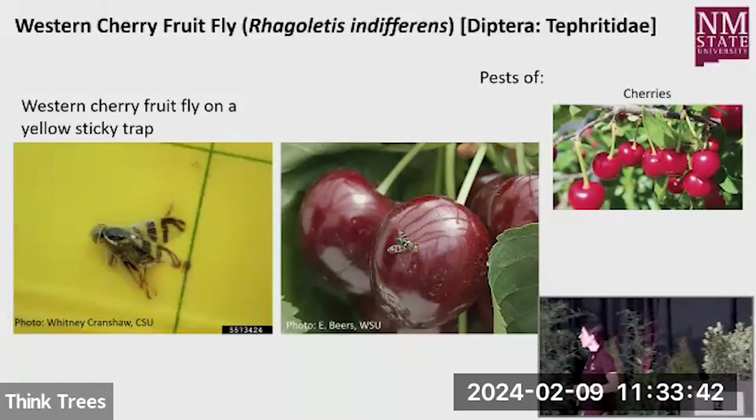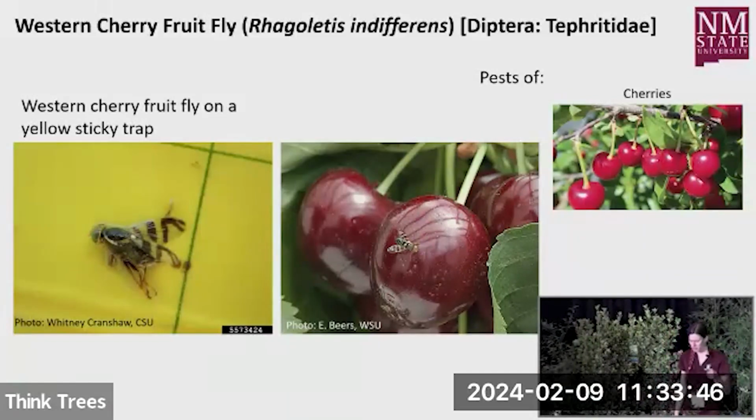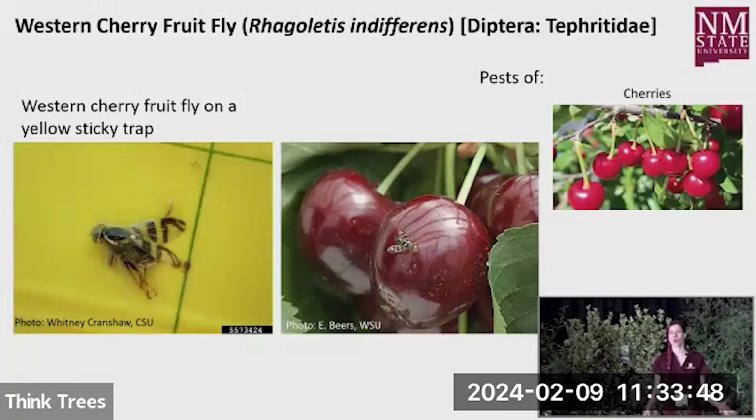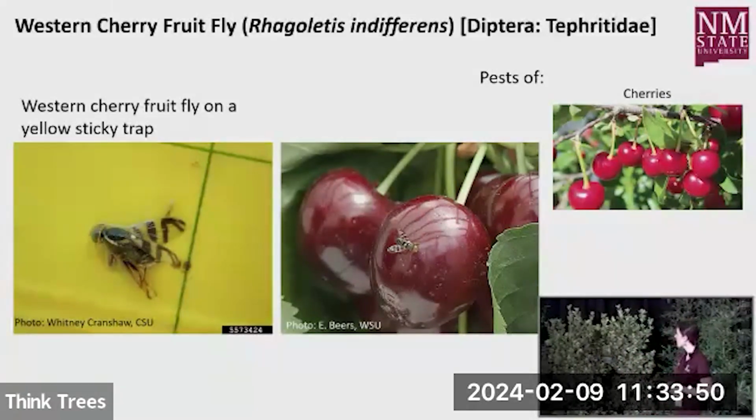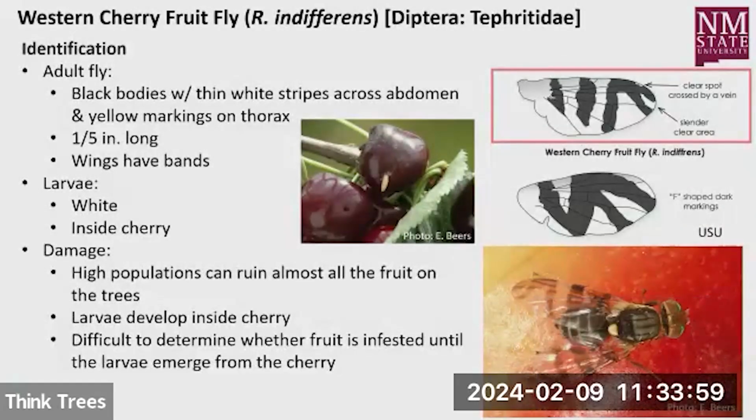Next, the Western cherry fruit fly. I only had 1 sample of this sent in, or maybe it was a picture. I can't remember. It all bleeds together. But these guys look similar to the apple maggots, but they're a little bit larger. And these are specifically pests on cherries. They've got those clear wings with the black stripes on them. They are quite large for a fly, about 1/5 an inch long. The wings have these bands, as I mentioned.